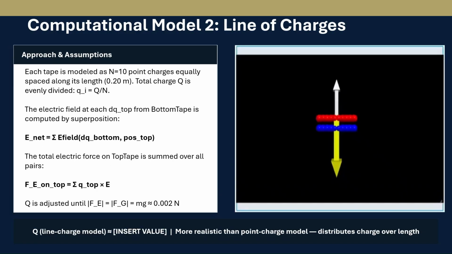Our second model uses line of charges starter code. So instead of 1 point charge for the tape, we use n equals 10 charges evenly spaced over the 20 centimeter tape length. And then eventually we're able to find the net electric force on the top tape. We then tune Q until this force balances gravity.